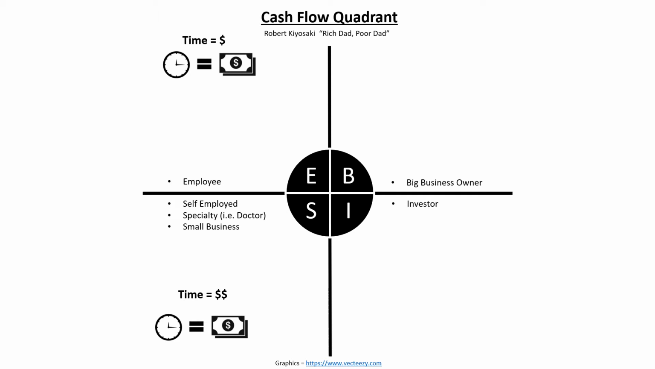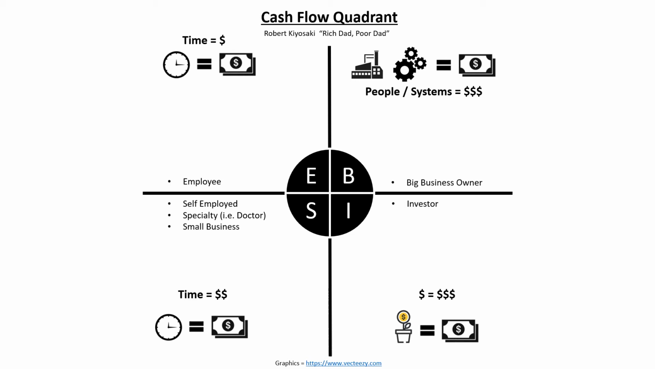The next quadrant is the B quadrant in the upper right. This is the big business quadrant. Think Ford Motor Company. In this quadrant, the big business owner is leveraging systems or people to make them a lot of money. The last quadrant is the I quadrant, or the investor quadrant, found in the lower right. This is where someone is investing money to produce a monetary return on their investment.